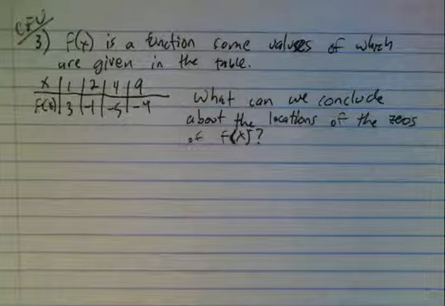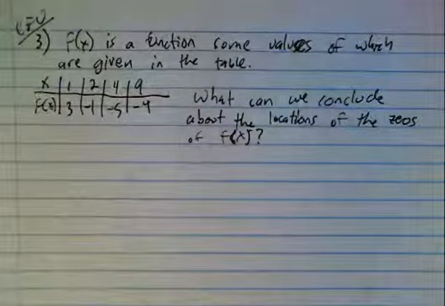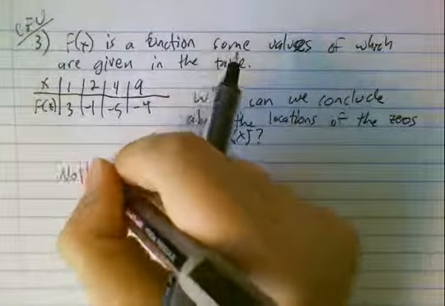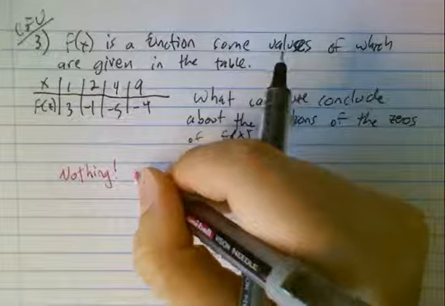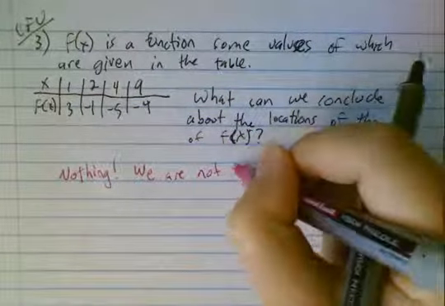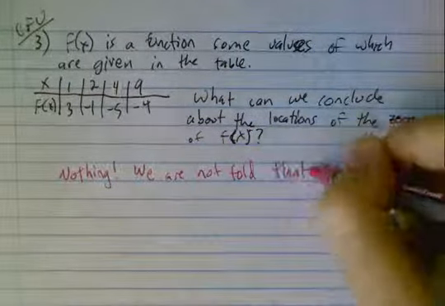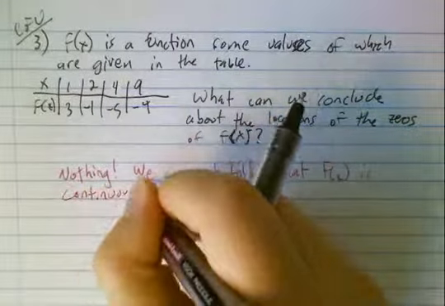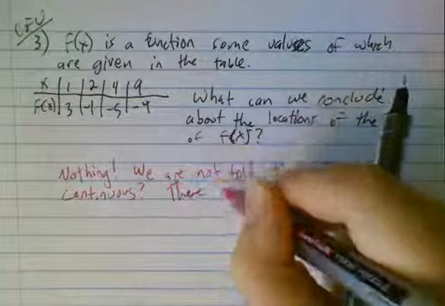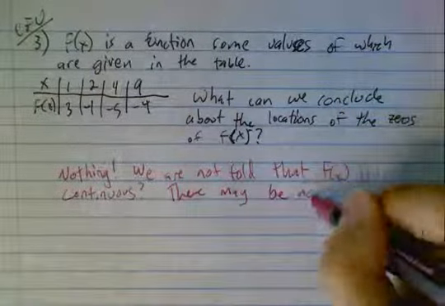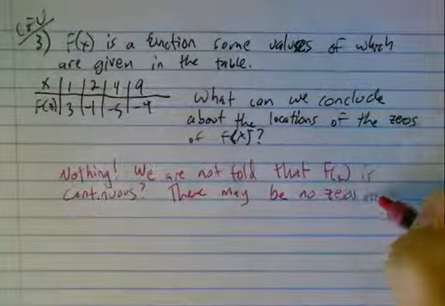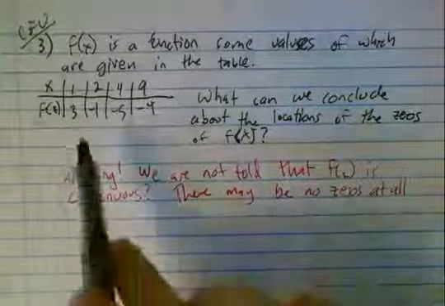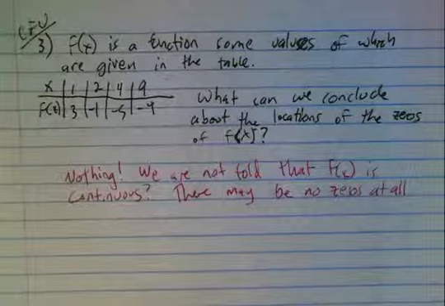Okay, turns out this is a trick question. f of x is a function. It does not say anything about whether it is a continuous function. We cannot conclude anything. There may be no zeros at all. Perhaps these are the only 4 points in the entire function.